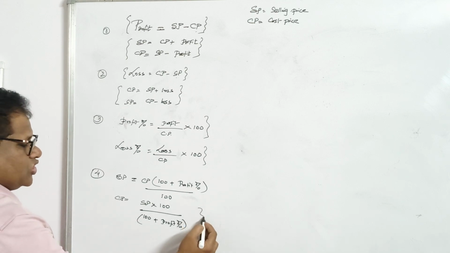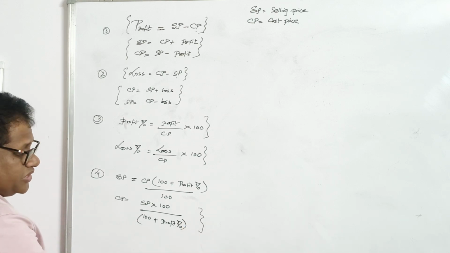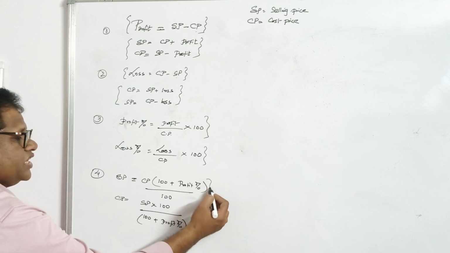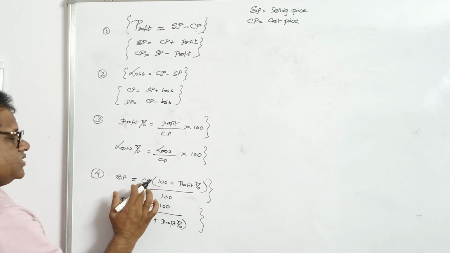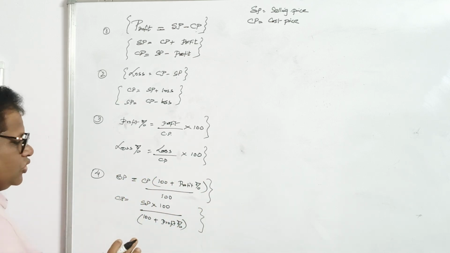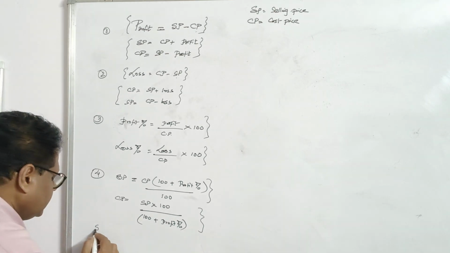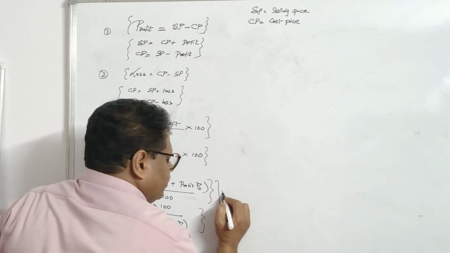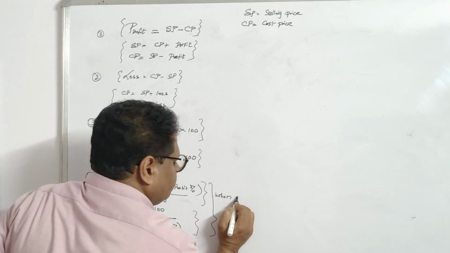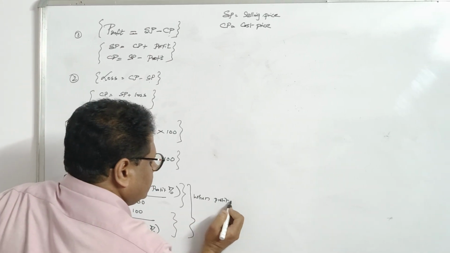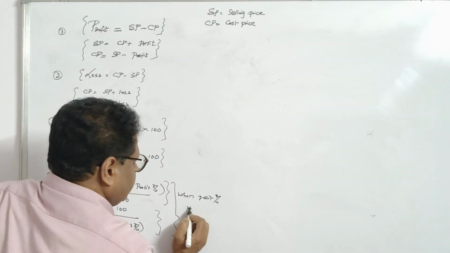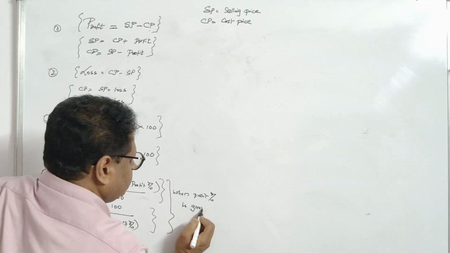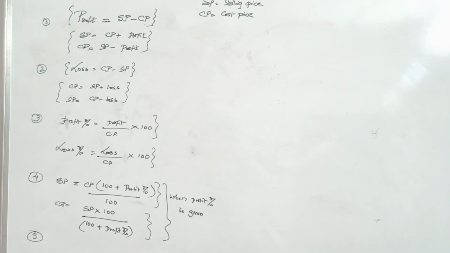So this is to find the cost price when the profit percent and selling price are given. This is to find the selling price when the cost price and profit percent are given. Similarly, now let me write over here, when profit percentage is given, you can use these expressions.